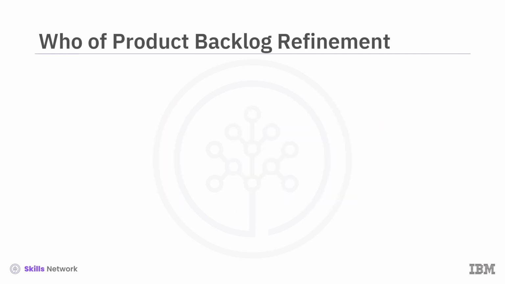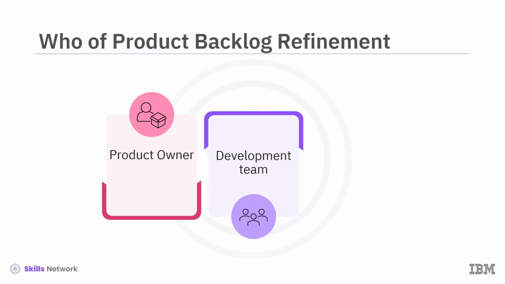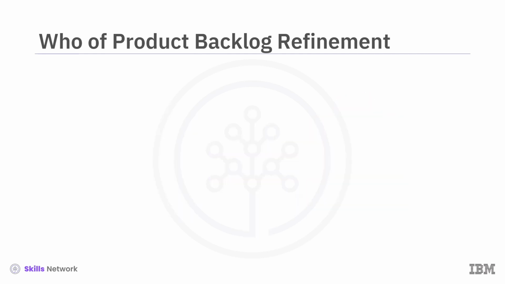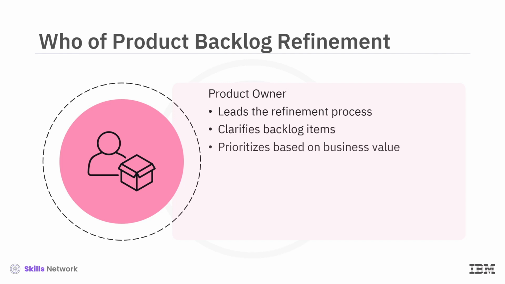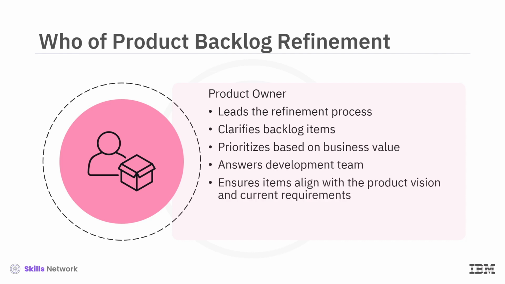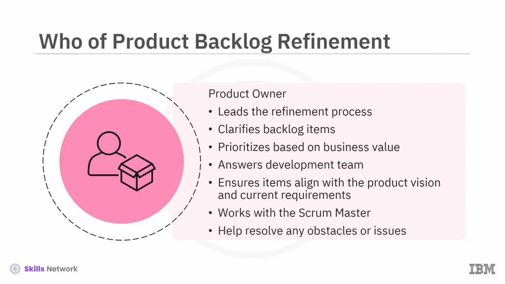Let's understand the who, what, when, and how of product backlog refinement. The who involves the product owner, the development team, and the Scrum Master. The product owner is responsible for leading the refinement process, clarifying backlog items, and prioritizing based on business value. They answer any questions the development team might have. The product owner ensures that the items align with the product vision and current requirements communicated by the key stakeholders. The product owner works with the Scrum Master to help resolve any obstacles or issues.